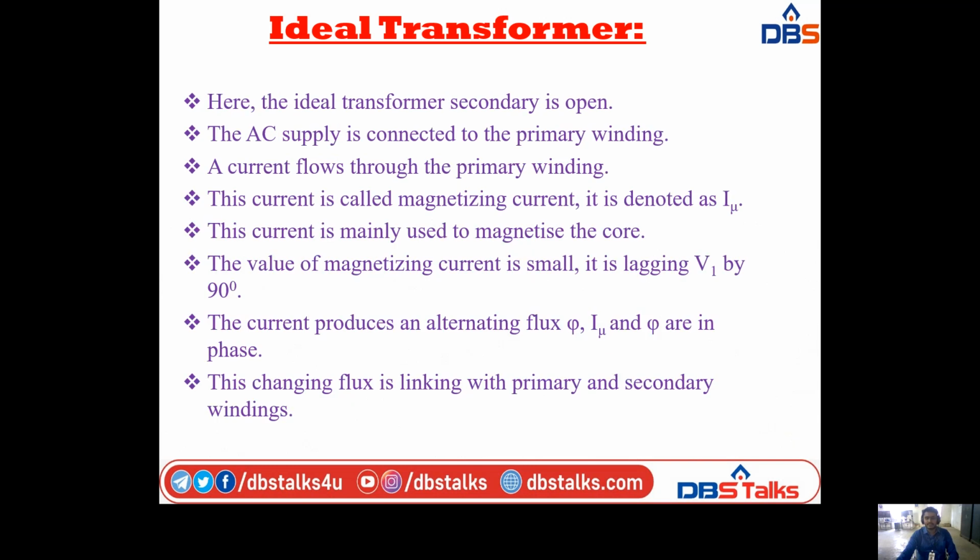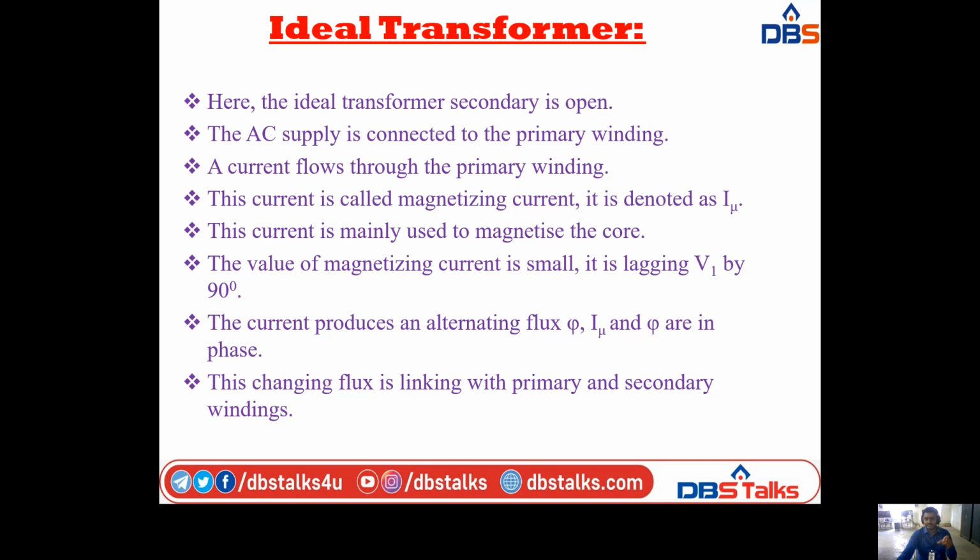So coming to the explanation, the ideal transformer secondary is open. I already said this point. The ideal transformer secondary is open and the AC supply is connected to the primary winding. This I also explained. And a current flows in the primary winding. And this current is called the magnetizing current. In the basic transformer we denoted it as I1, but here I am taking it as the magnetizing current in the ideal transformer. And this current is mainly used to magnetize the core.